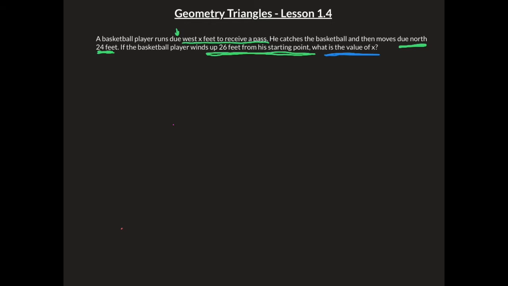So we've got all our important information underlined and our question underlined. Now, when it's geometry and it's given in a word problem, it's easiest to create a diagram, just exactly what the question is asking. So let's do that. A basketball player runs due west X feet to receive a pass. So what we should do is we'll make him a starting point.